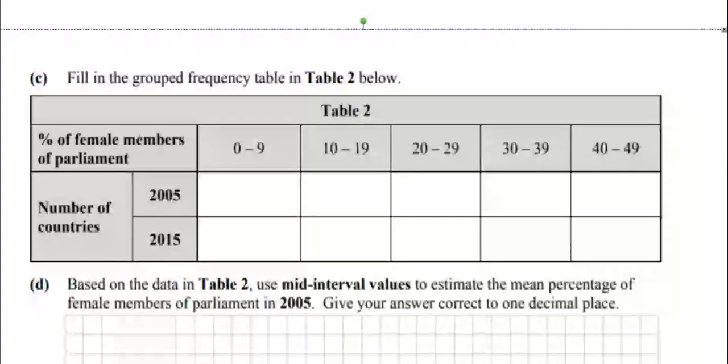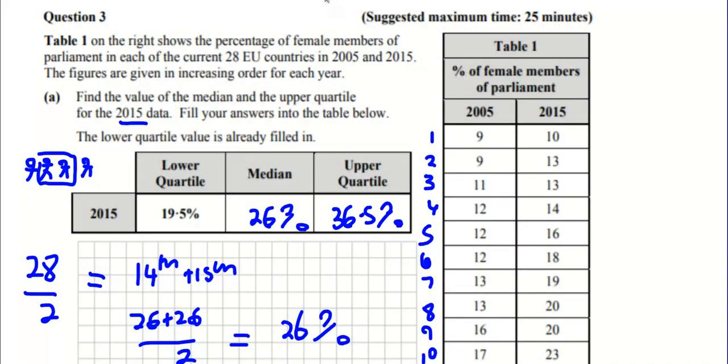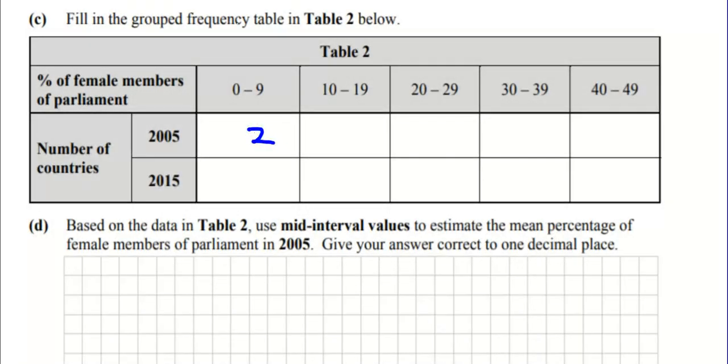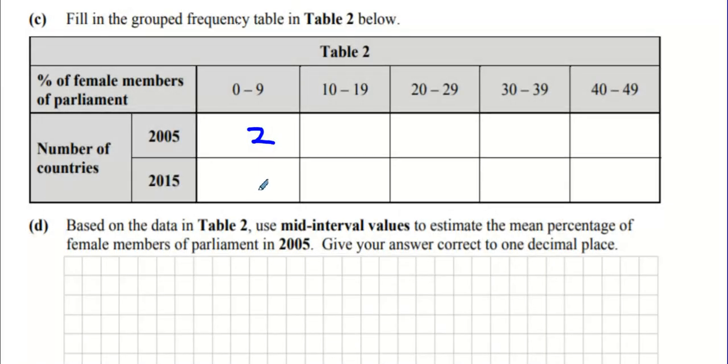Okay, next question. Fill in the group frequency table below and fill out all these numbers. So basically, you're going to go through your table. I'll do one of them. Who's in 2005, who's 0 to 9? Well, there's two of them from 0 to 9, so that'll be 2. Next, for 2015, who's 0 to 9? There's nobody, so we go 0.